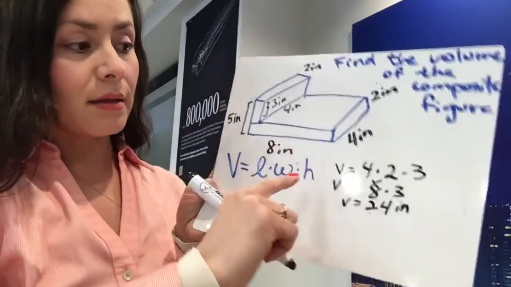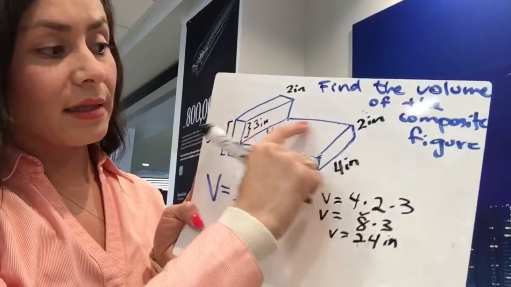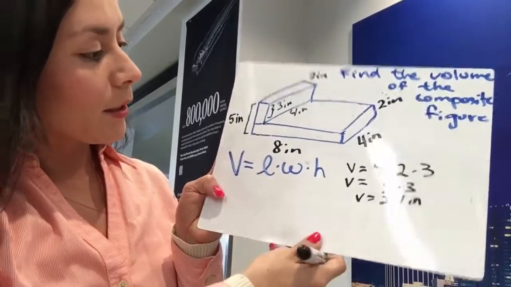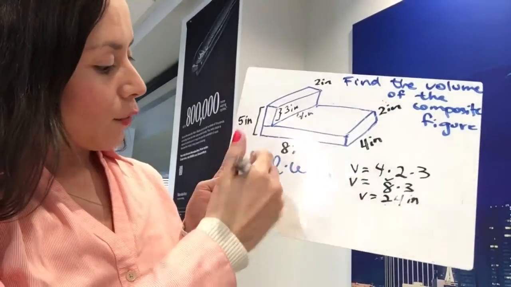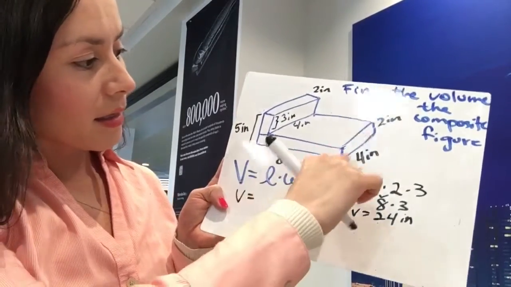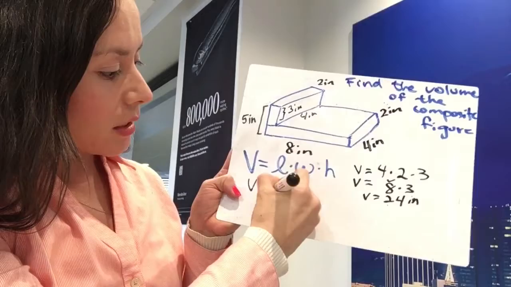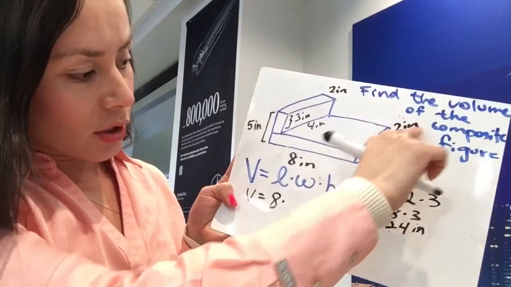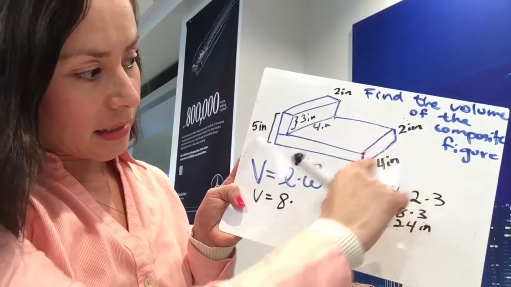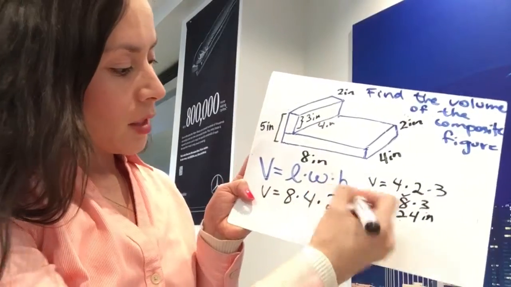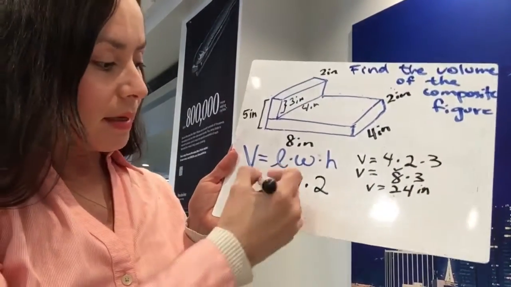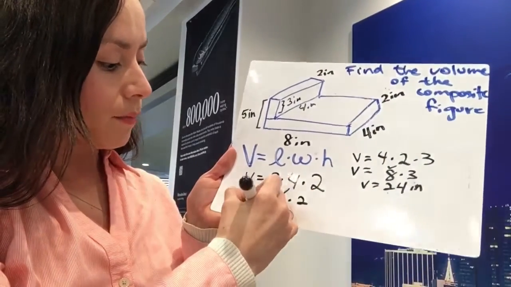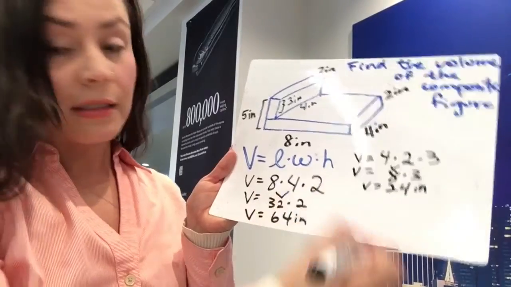I told you that this is two problems in one, so now we need to look at this as a separate piece and find the volume for that one. We already have our formula, so we're going to do the exact same thing. For this one, our length is this, which is 8 inches. Our height is this part right here, which is 2 inches. And our width is this part, which is 4 inches. So we have 8 times 4, 32, times 2. The volume of that must be 64 inches.